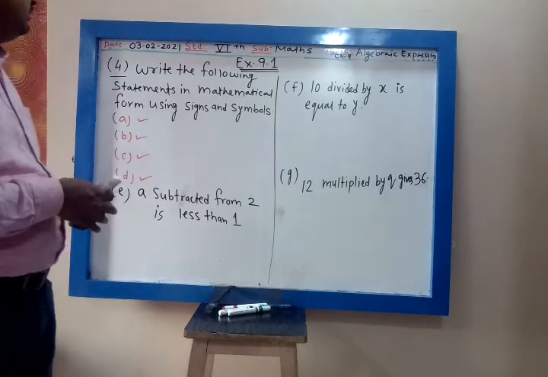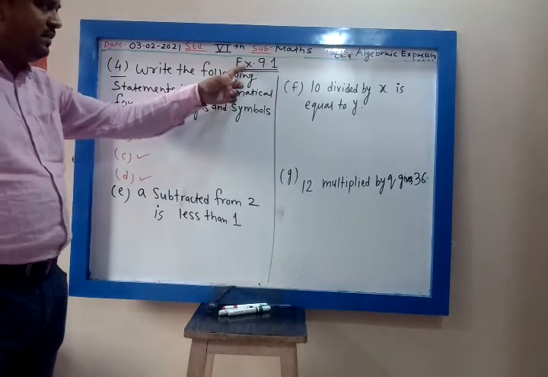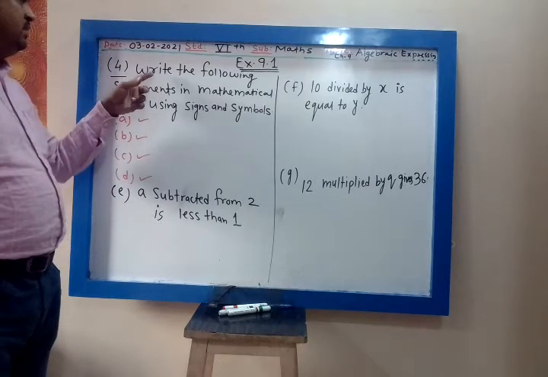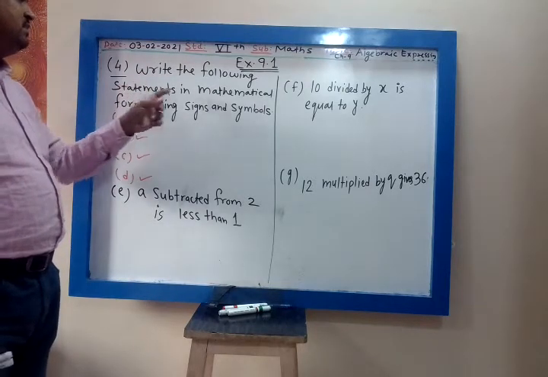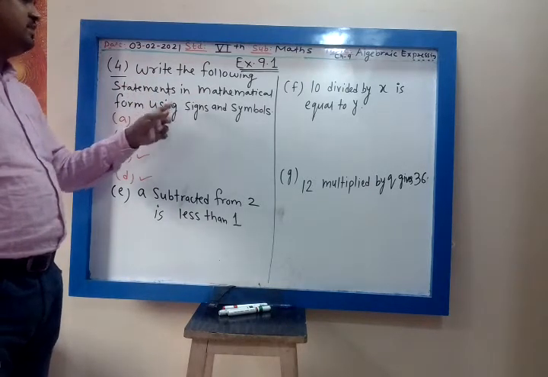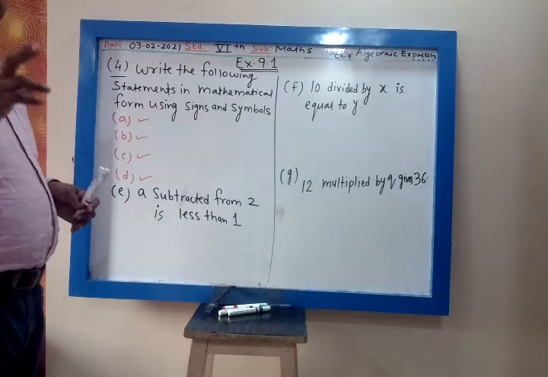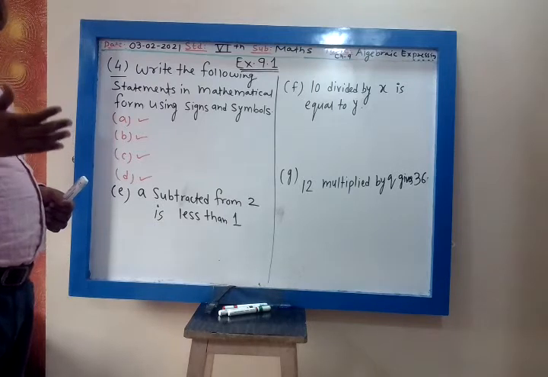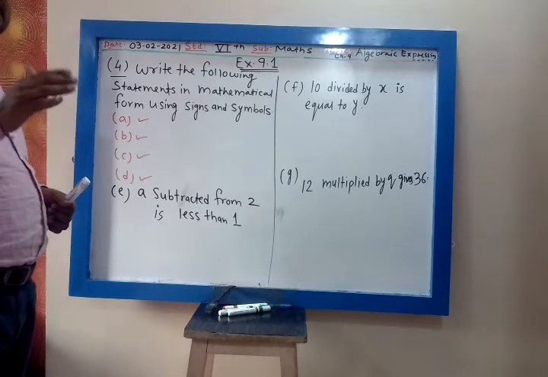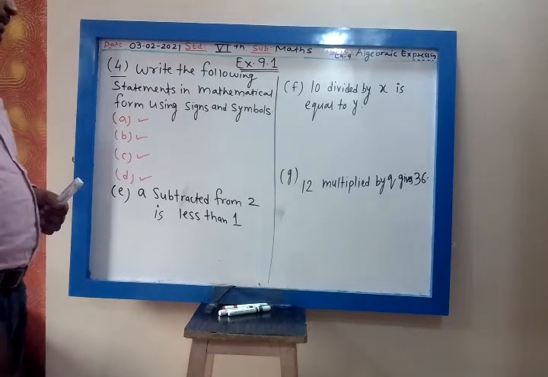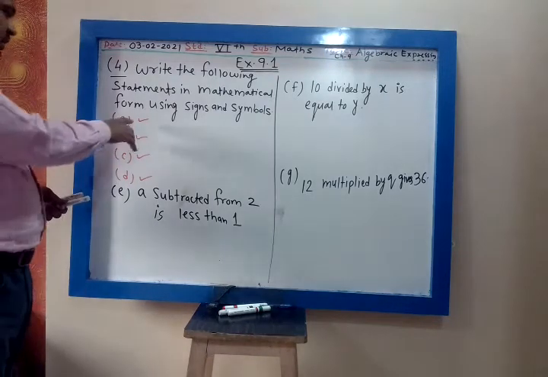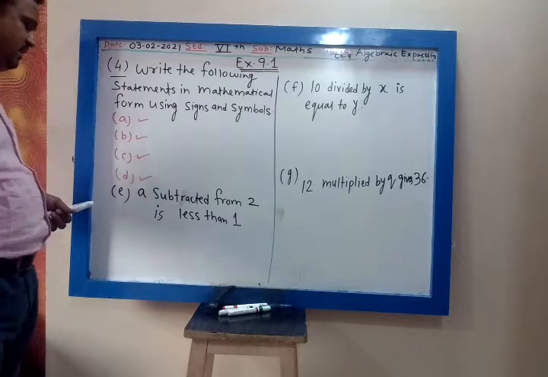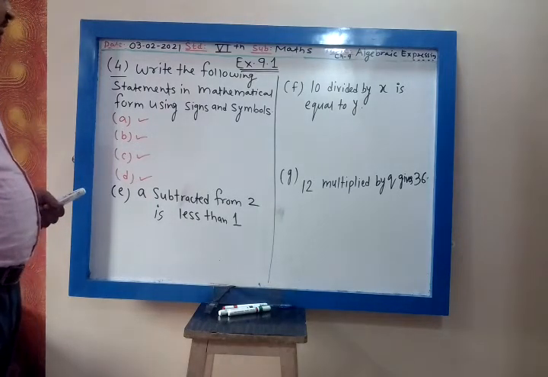Then we have started exercise 9.1. Fourth question. Write the following statements in mathematical form using signs and symbols. Signs means plus, minus, addition, subtraction. Symbols means greater than, less than or equal to. So A we have done, B we have done, C we have done, D we have done. Now let us start E.